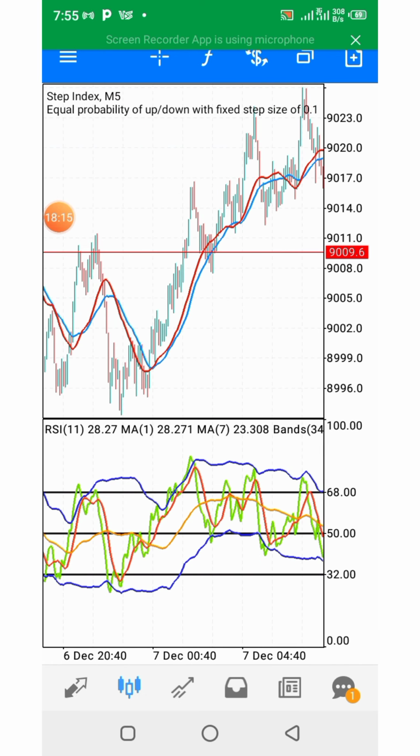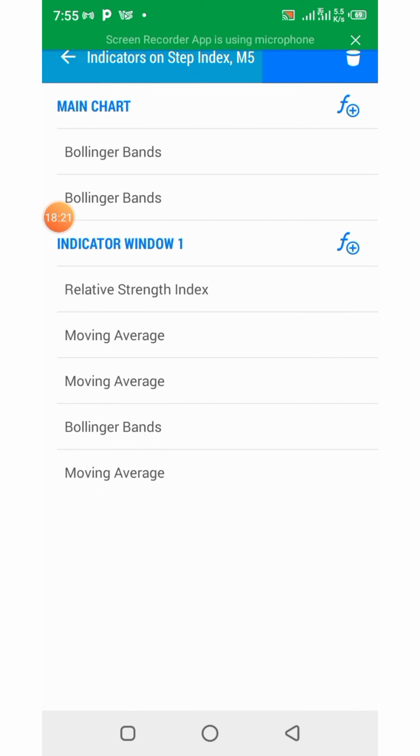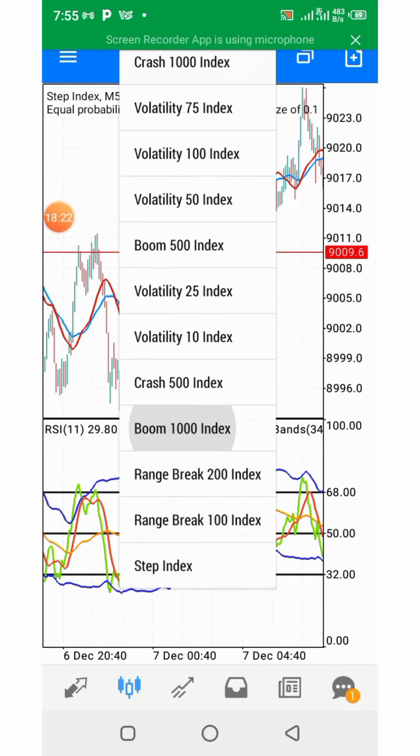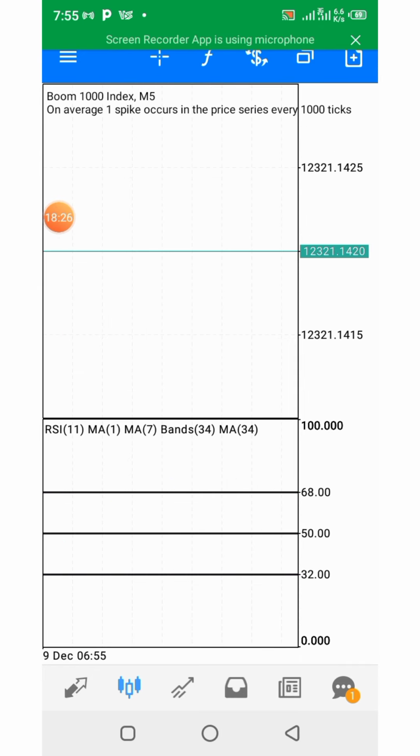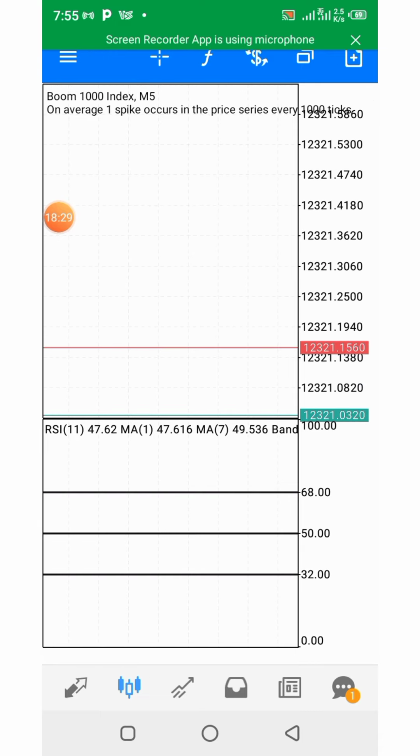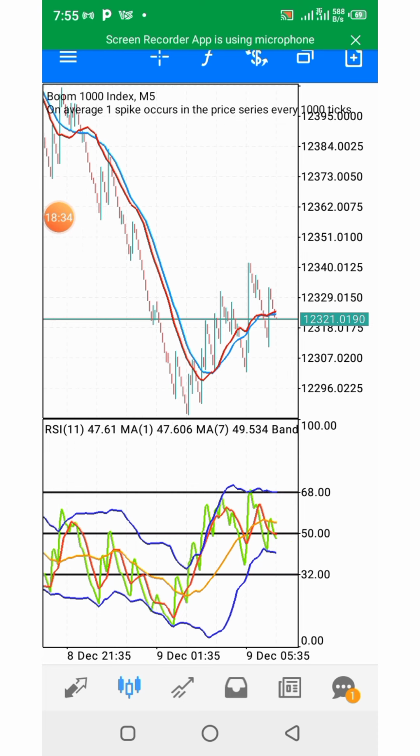So let me also show you that this indicator works in other pairs. I will quickly show you it works in other pairs. This is Boom. We'll quickly just look at it in Boom and go away. This is Boom 1000. My network is disturbing a little. Okay, look at it in Boom too.